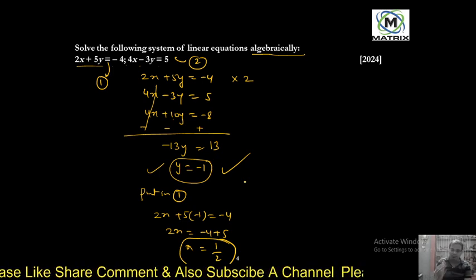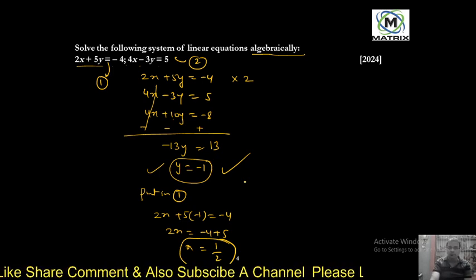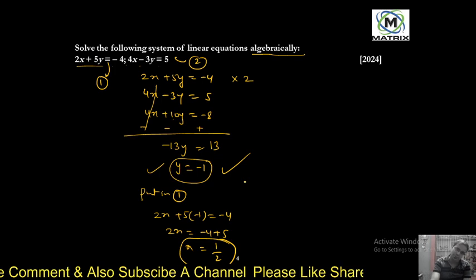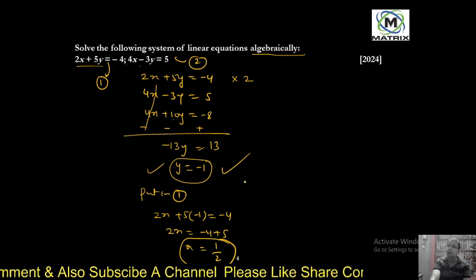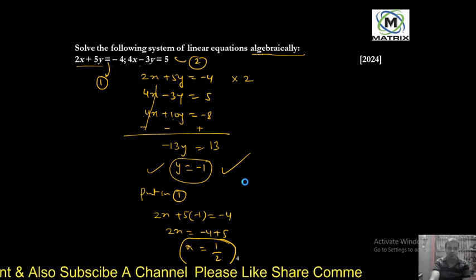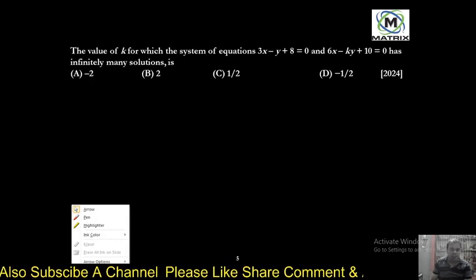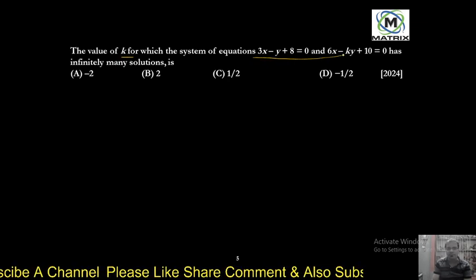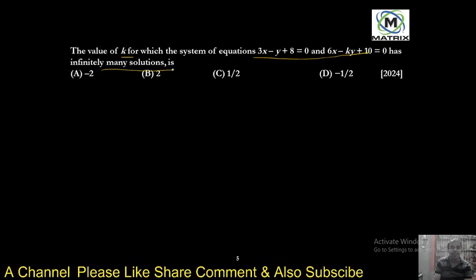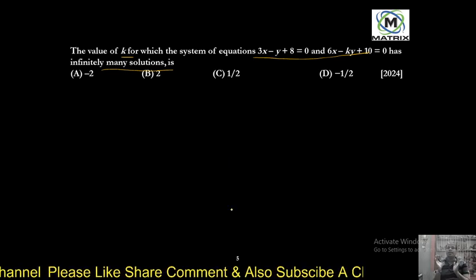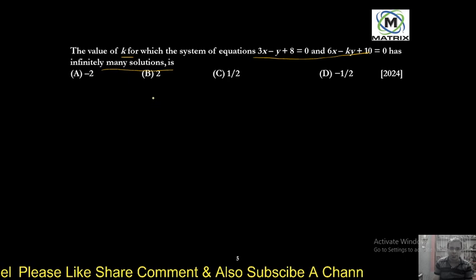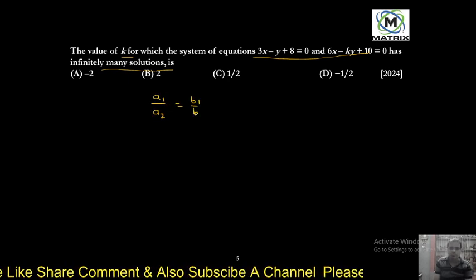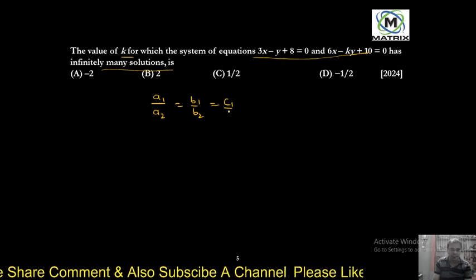Okay, done. So whatever method you have to apply, elimination method or substitution method, whatever the question says, or if the question does not say, you have to apply any method. Okay. Now for this equation, what the question says is the value of k for which the system of equations has infinitely many solutions. Infinitely many solutions. What is the condition of infinitely many solutions? That a1 upon a2 is equal to b1 upon b2 is equal to c1 upon c2.